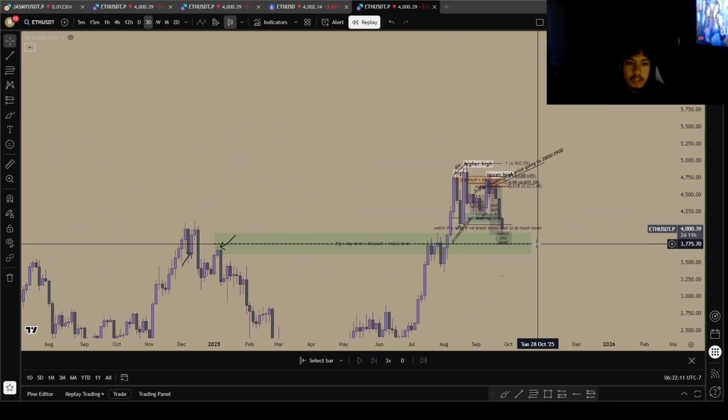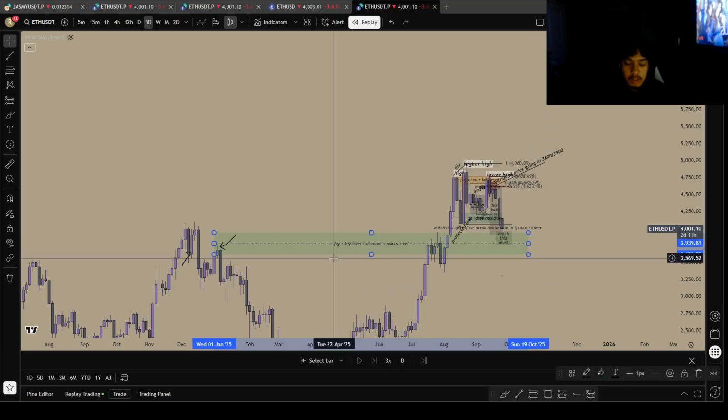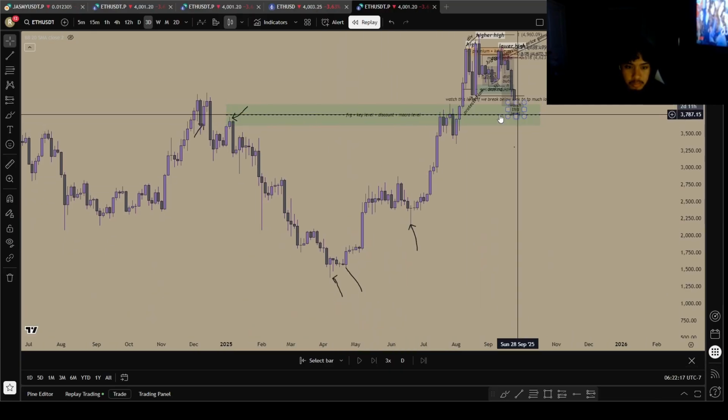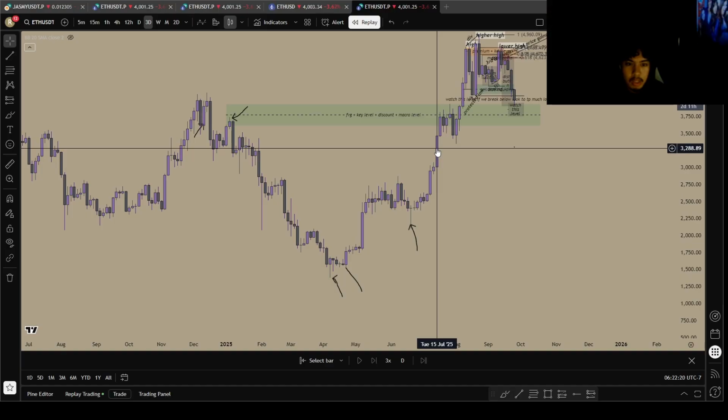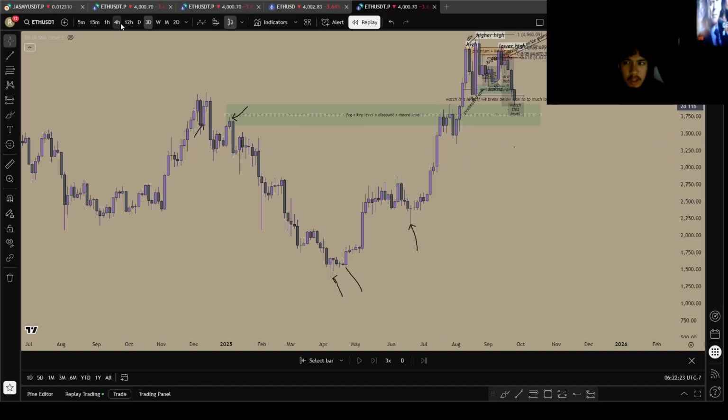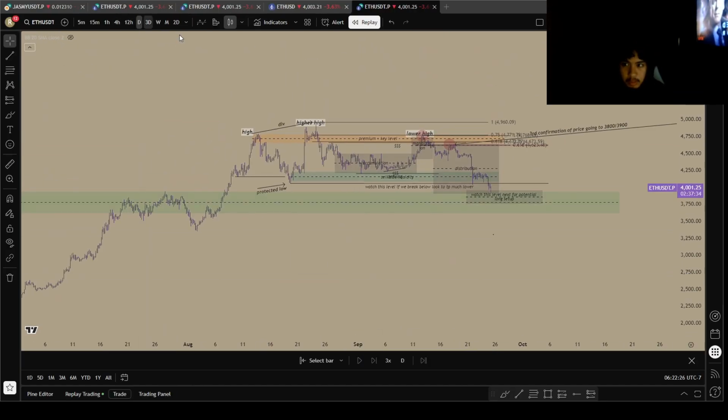I would say this is the level we want to see consolidation occur. This is going to be our macro level. If we lose this macro level, have the expectation that price will go back down to the 32, 33. But for now, let me go to current price so you guys don't get scared.